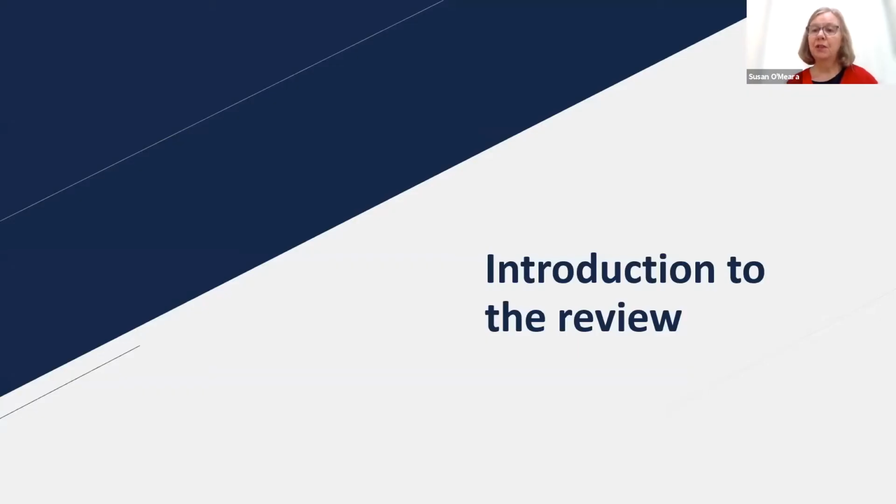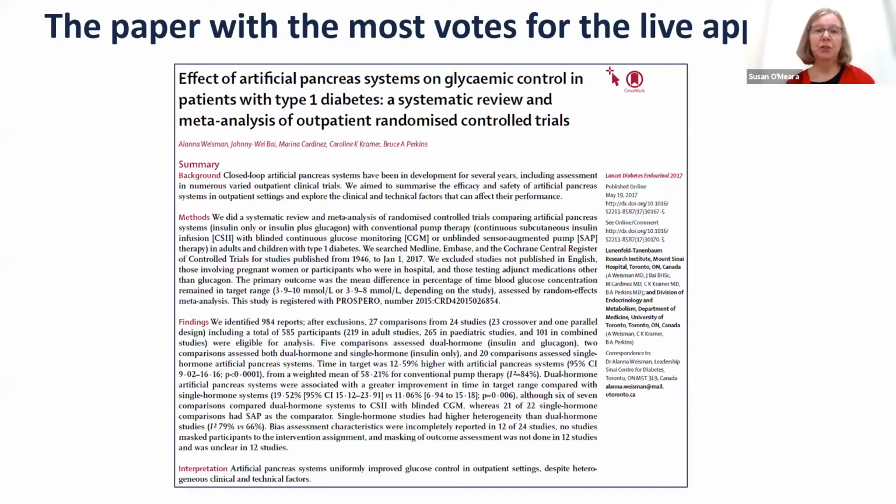So let's start with just a little bit about the review itself. And this information is just to set the scene for the appraisal that's going to follow. So as Will mentioned, there was a poll on Twitter, and thank you very much to everybody who took part in that, so that this paper had the most votes. So the focus of the paper is the effect of artificial pancreas systems on glycemic control in patients with type 1 diabetes. So this is a systematic review, and it's also a series of meta-analyses.